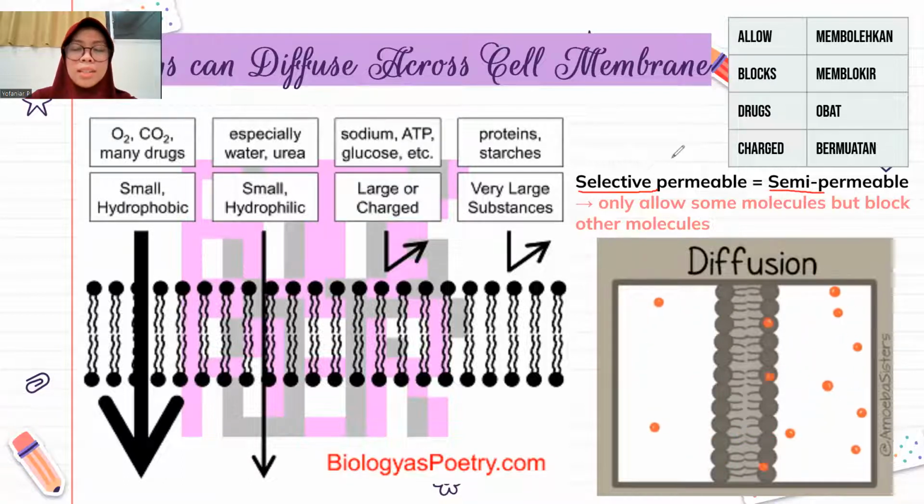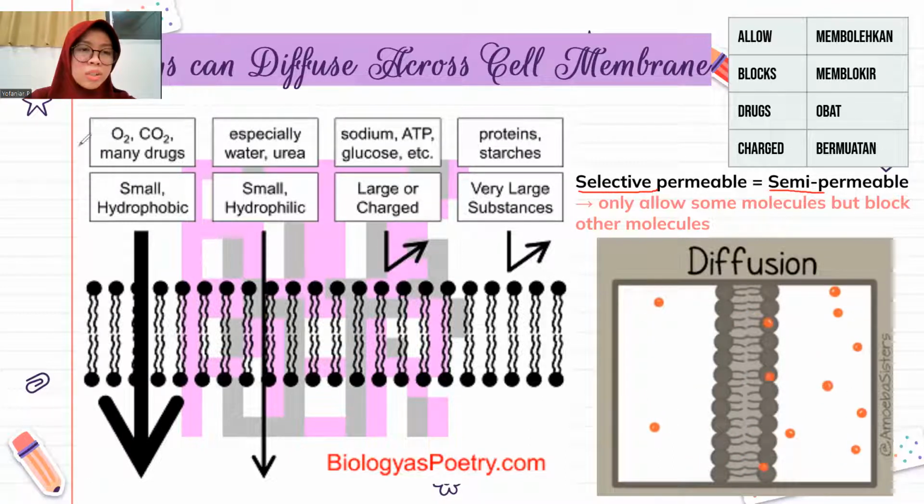This is the characteristic of the cell membrane, which means that the membrane only allows some molecules but blocks other molecules. So not all are allowed, because this is selective. Only the selected molecules can pass through the cell membrane. Okay.